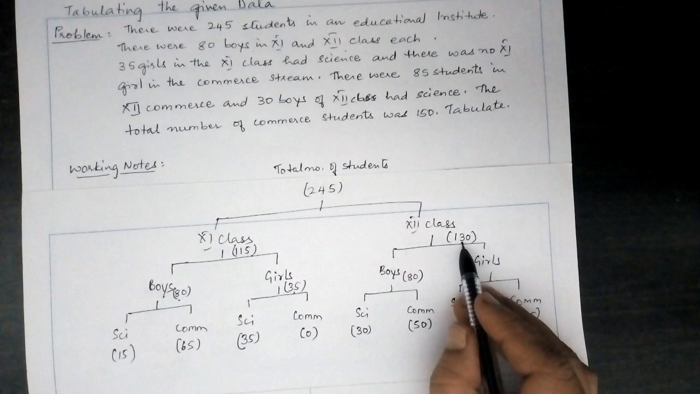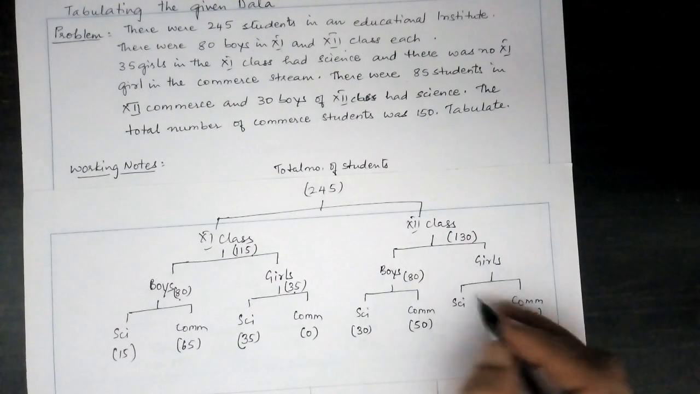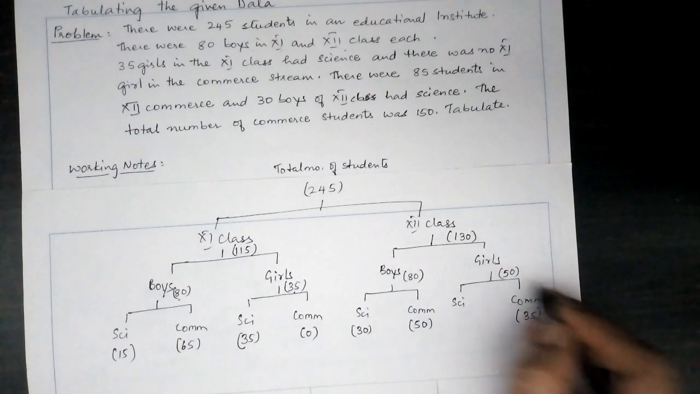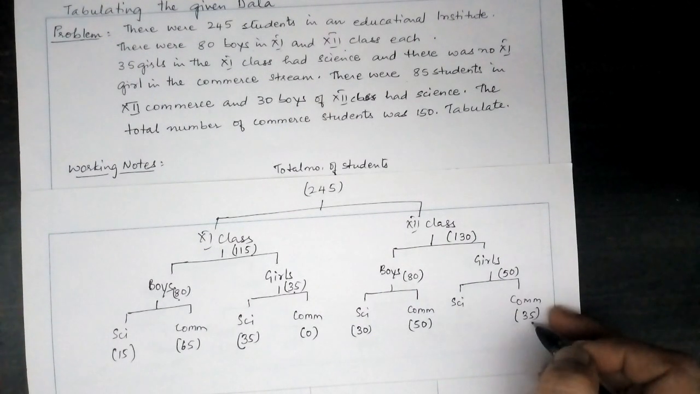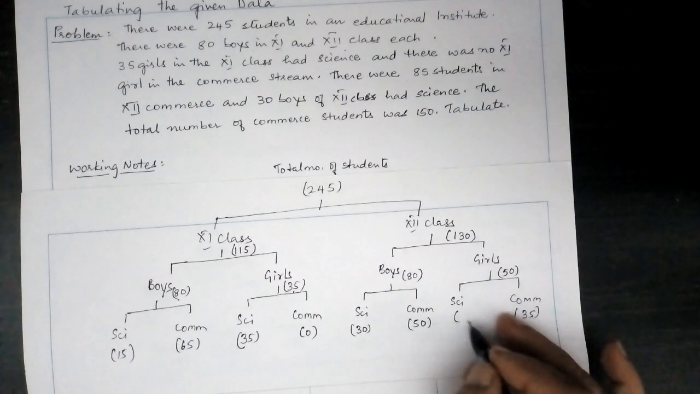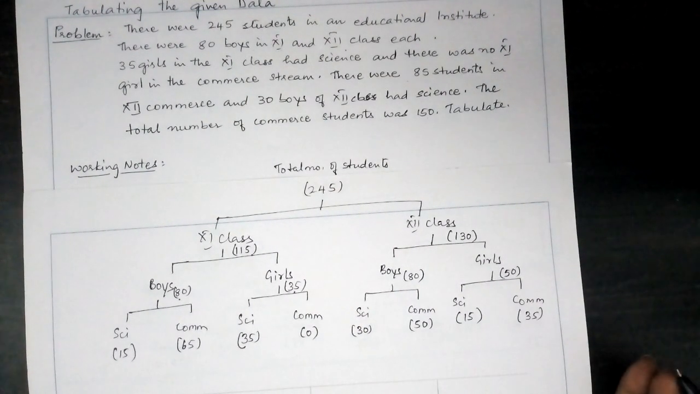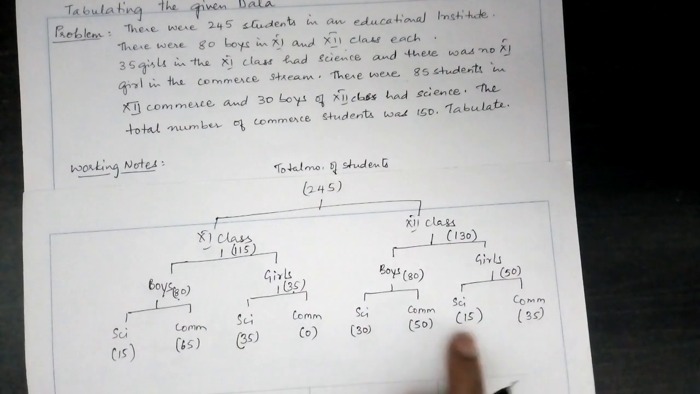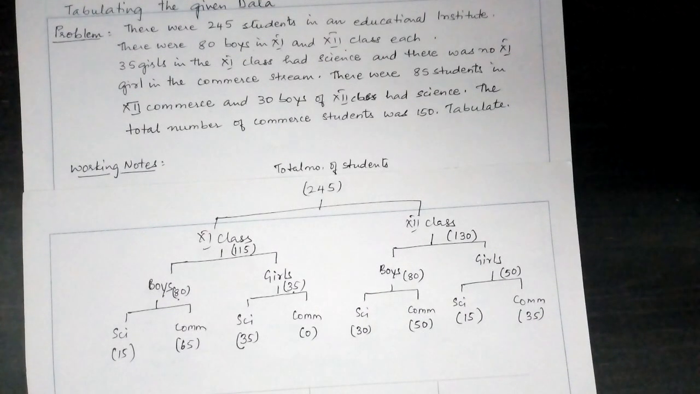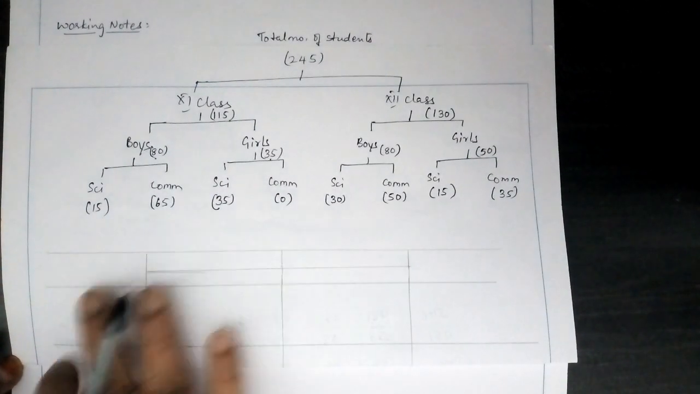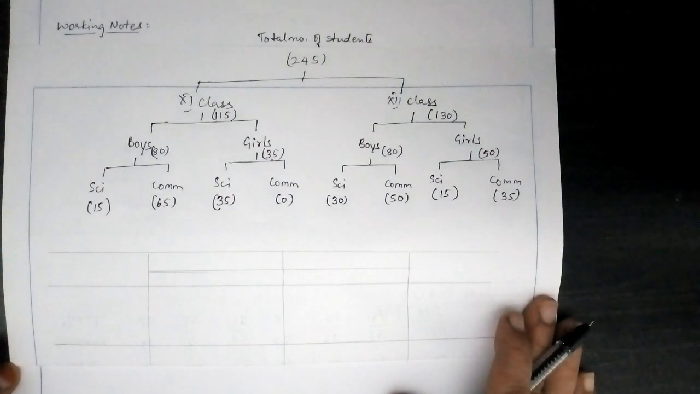Now of the 130, 80 are boys. So this will give us 130 minus 80, 50 girls. If there are 50 girls and 35 have taken commerce, how many have taken science? 50 minus 35, 15 have taken science. So that gives us the total data that we need to form a table. So let's now use this data to form a table. So here we have the working notes as well as the framework for the table.